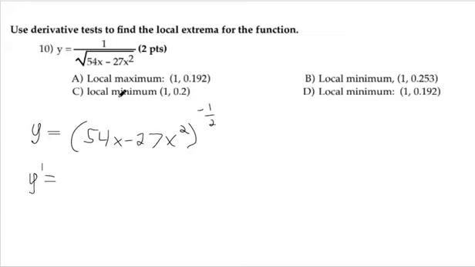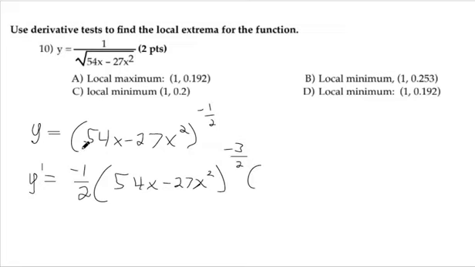You could do it with the quotient rule. I think the power rule is just a little easier. The negative 1/2 comes down and multiplies. The power gets reduced by 1. And then we take a derivative of the innermost function. So the derivative of 54x minus 27x squared, that's 54 minus 54x. Okay, so that's our derivative.